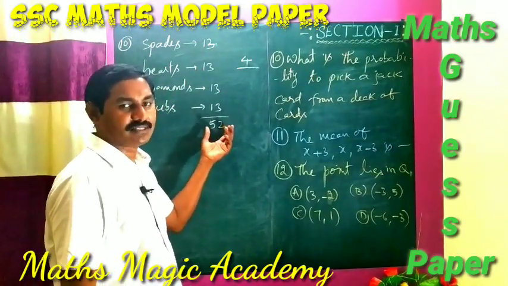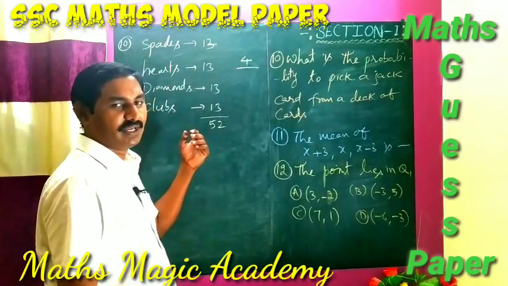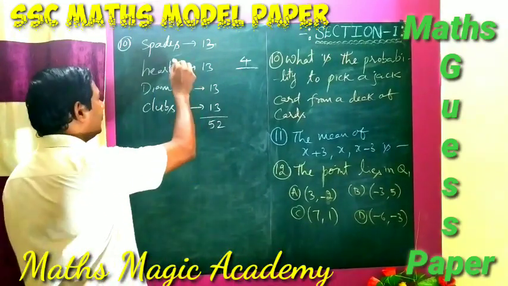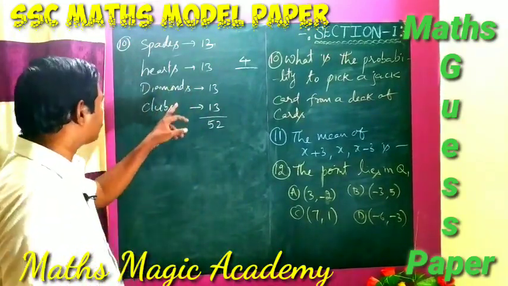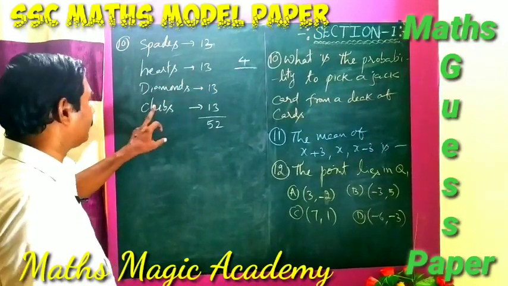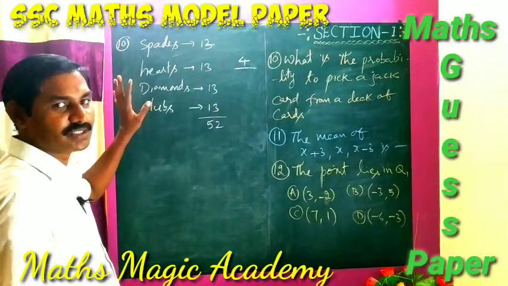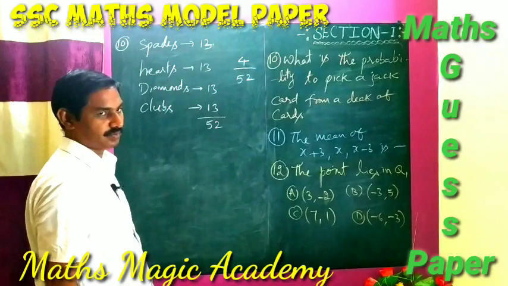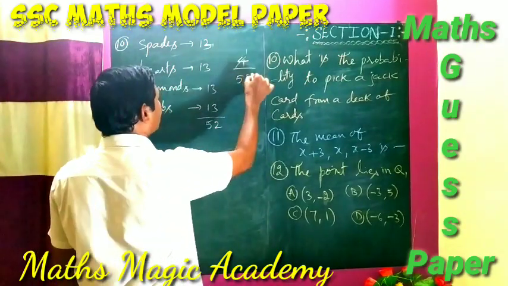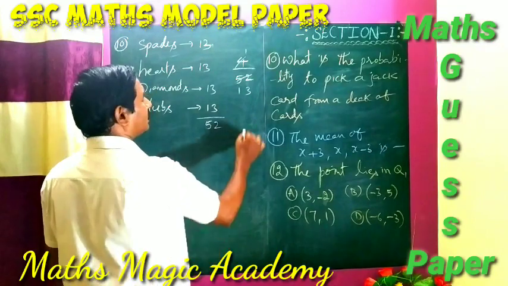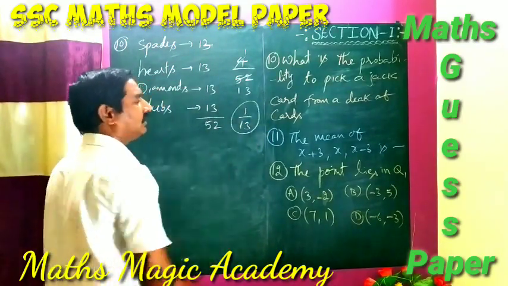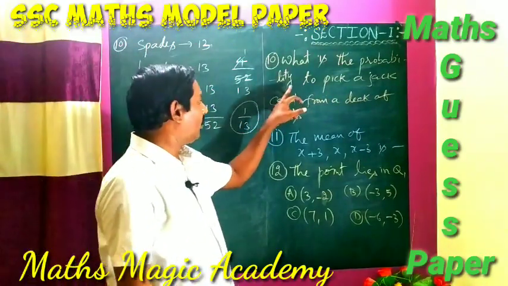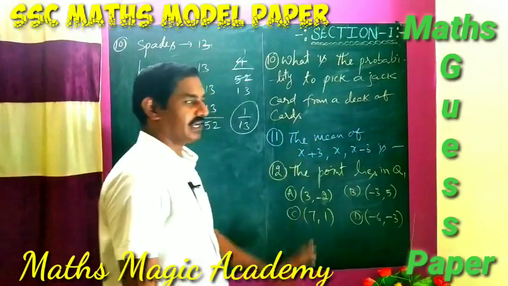That means the deck of cards is nothing but the possible outcomes, and we need the favorable outcomes. What is the favorable? A jack card. That may be the jack of spades, or the jack of hearts, or the jack of diamonds, or the jack of clubs. Any one of the jacks is a possibility. So the favorable outcomes are 4 and the total possible outcomes are 52. If you do the cancellation, 4 ones, 4 thirteens. So that is 1 by 13. So what is the probability? 1 by 13 is the probability of picking a jack card from a deck of cards.